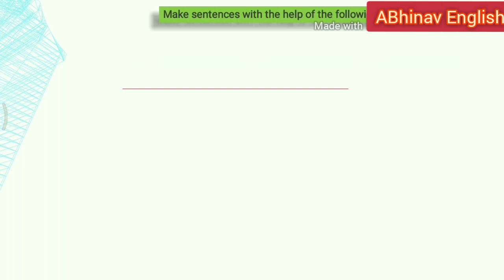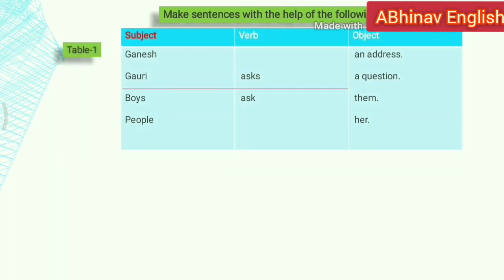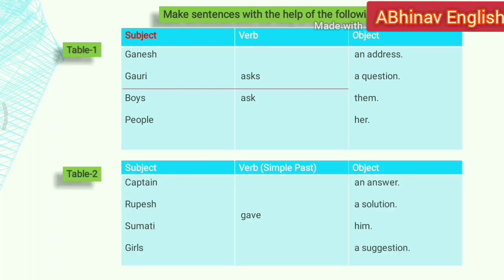Now make sentences from the following table. You are given subject, verb, object, and you can make many sentences such as Ganesh asks a question, Ganesh asks them, Ganesh asks her. Likewise, you can take people ask an address, people ask a question. Likewise, you can make other sentences taking different subjects, verbs and objects.